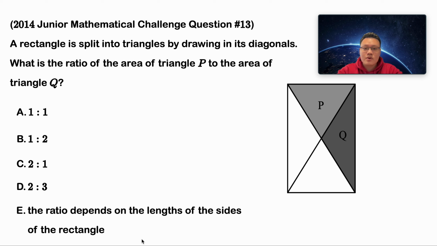2014 JMC question number 13. A rectangle is split into triangles by drawing in its diagonals. What is the ratio of the area of triangle P to the area of triangle Q?